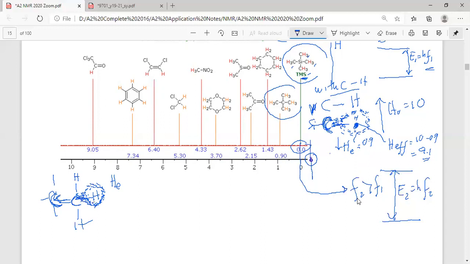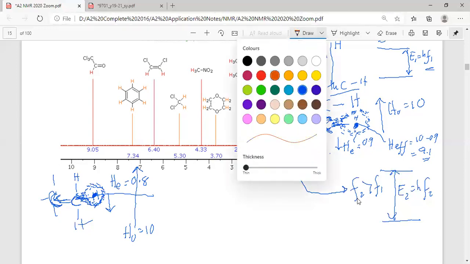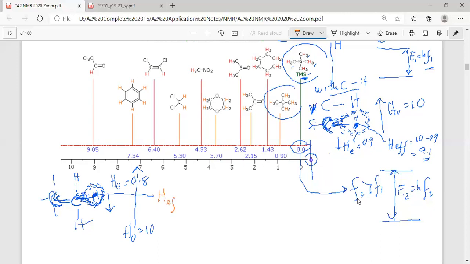Now that means the field that's going against the outer field, which is your H0 equals 10 here, is going to be less. How much? If here is 0.9, it means here is 0.8, less, right? So the effective field felt by this proton here, I'm going to put a red color now. The effective field, H effective, is equal to 10 minus 0.8, which is 9.2, bigger than here, isn't it? That means the split is bigger still than here.